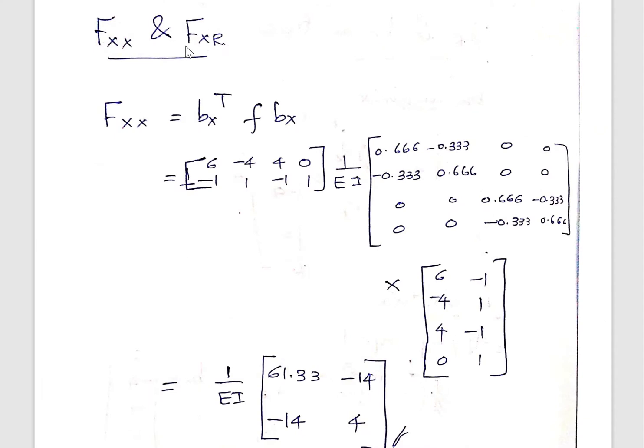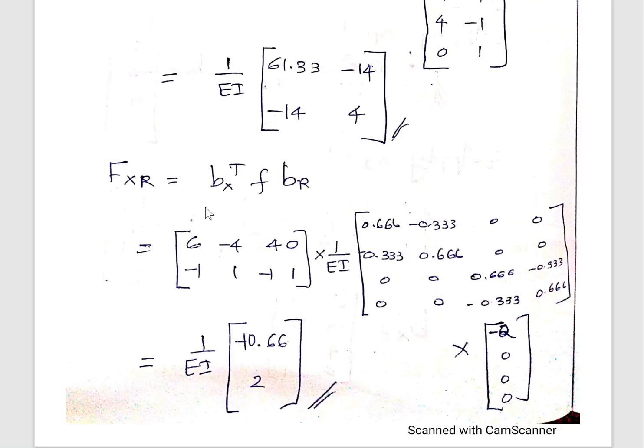Next are the fxx and fxr matrices. We know that fxx is equal to bx transpose into small f into bx. So substitute bx transpose into small f, the element flexibility matrix, into bx. bx is a matrix with two columns. Then substitute and obtain the value of fxx as shown. fxx is a 2x2 matrix. Next is the fxr matrix. fxr is equal to bx transpose into small f into br. So substitute each matrix and obtain fxr. The other column matrix is 1 by EI into minus 10.662.